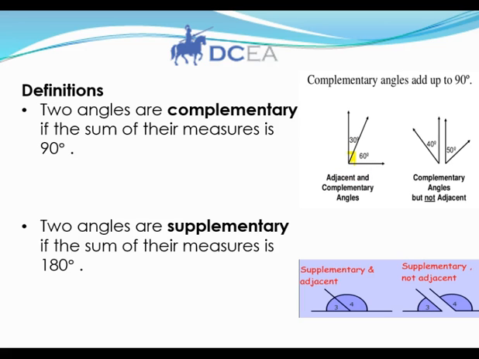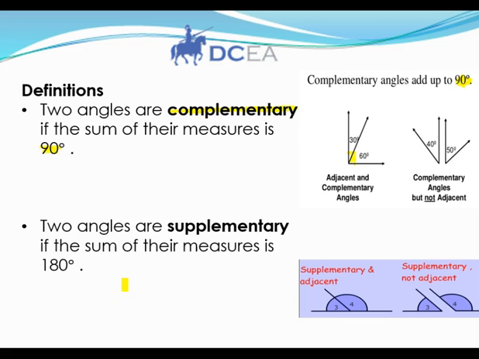These are also complementary angles. 40 plus 50 equals 90, but they're not adjacent. So complementary angles add up to 90 degrees, but they don't necessarily have to be next to each other. So the word complementary, link it with 90 degrees.